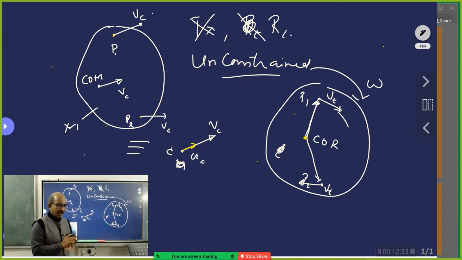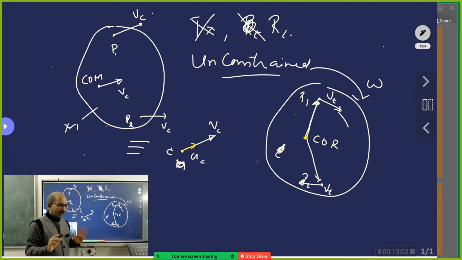Now, gentlemen, if I say the body is only rotating, then I didn't say it is translating. So there is no question of instantaneous rotation. It has a permanent axis of rotation.